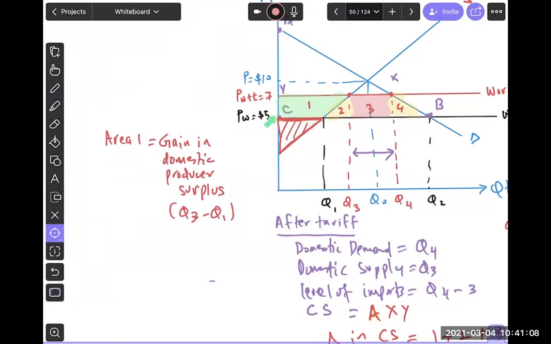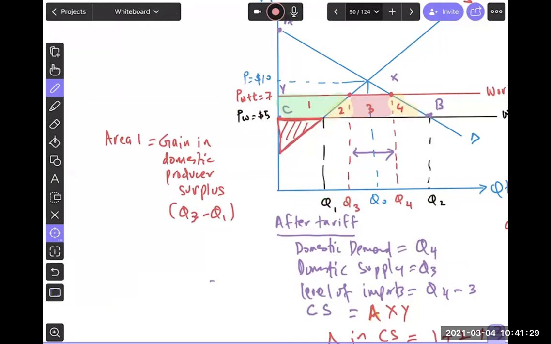Inefficient. Why? Because the world can sell it for 5 and they're selling for 7. The only reason why they were able to sell is why? Because of tariff. Who said that? Good job. Because of tariff. If there was no tariff, they would not have been able to sell this good. Thanks to tariff, they came back to the market. Otherwise, they were out of market.